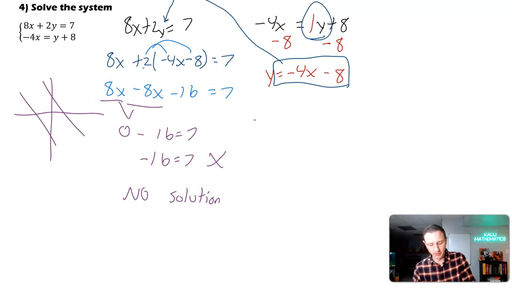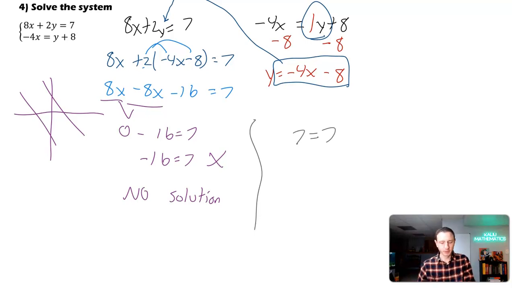and just talk about another scenario. Let's pretend that we got 7 equal to 7. So we went through and solved, we just got 7 equal to 7. In this scenario where 7 equals 7, we get a true statement, and this could take a lot of different forms, but if we get a true statement, that means that you have infinite solutions.